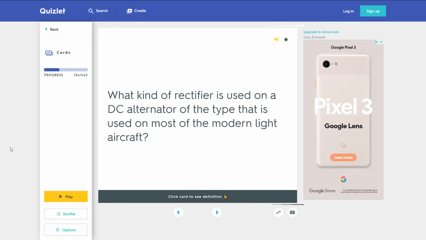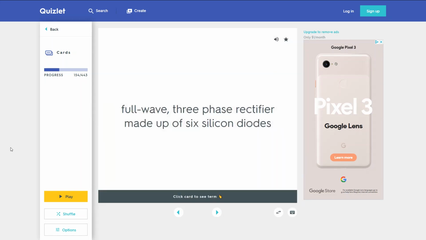What kind of rectifier is used on a DC alternator of the type that is used on most of the modern light aircraft? Full-wave 3-phase rectifier made up of 6 silicon diodes.